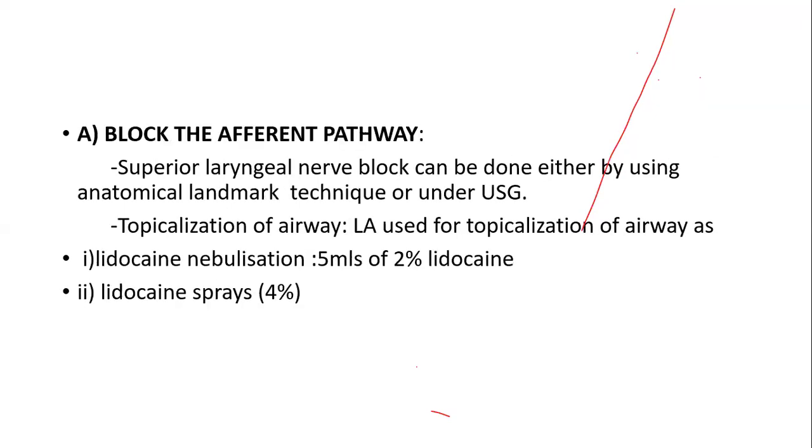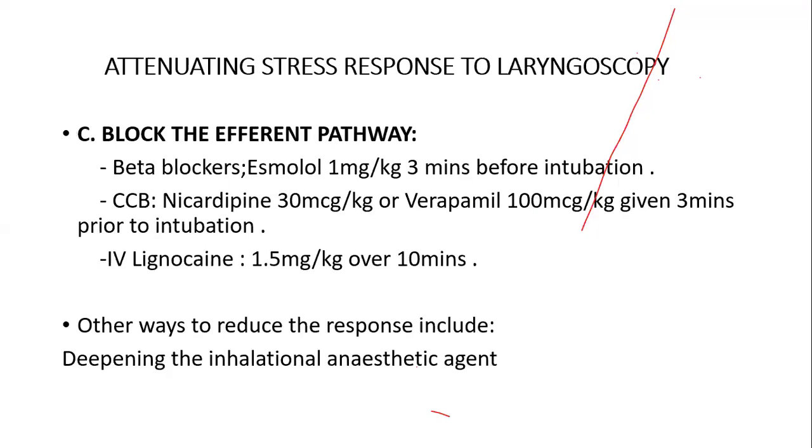Then there is also a group of drugs that block the afferent pathway. In blocking the afferent pathway, we can actually do a nerve block or topicalization of the airway. Particularly here, the superior laryngeal nerve block can be done either using the landmark technique or under ultrasound guidance. Then topicalization of the airway using local anesthetic, either by nebulization of 5 ml of 2% lidocaine or using 4% lidocaine spray, is also very important.